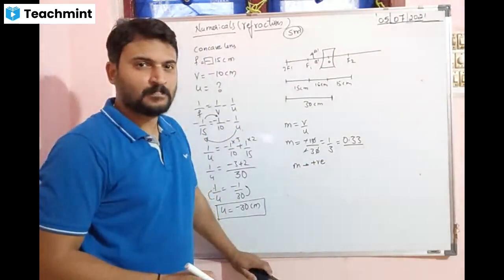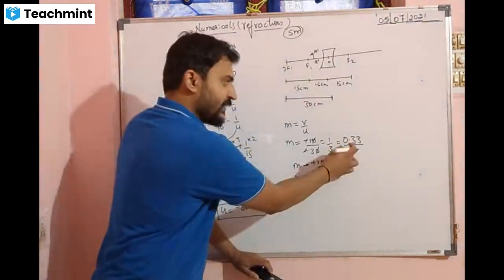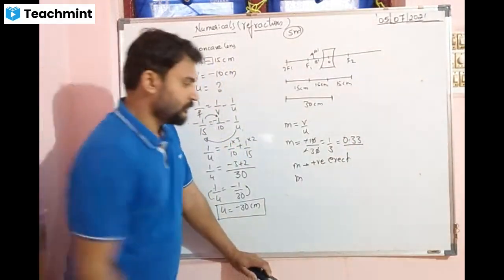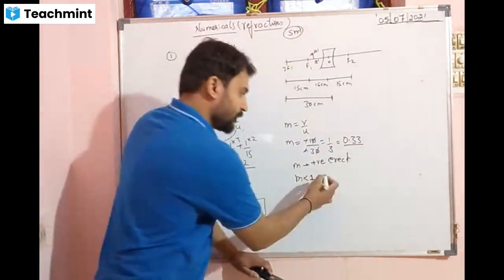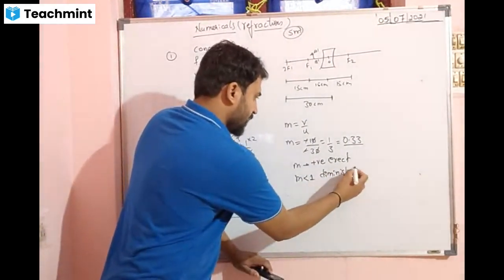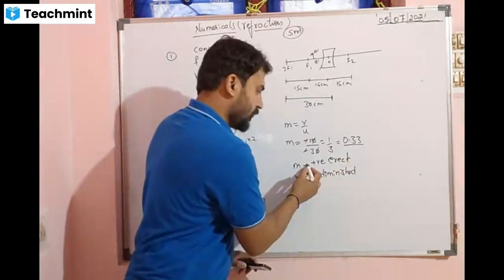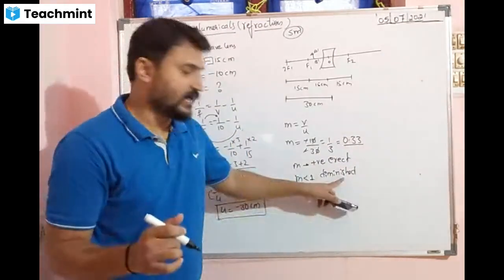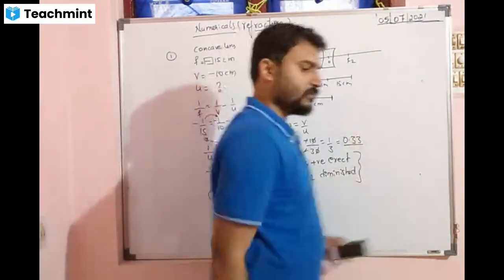M is positive means the image is erect. Is M greater than 1, less than 1, or equal to 1? Less than 1. What does it show? Diminished image is formed. Just by M, you have to see the sign and forget about it, then think about the number and tell whether it is magnified or diminished. So I hope you understood this problem.